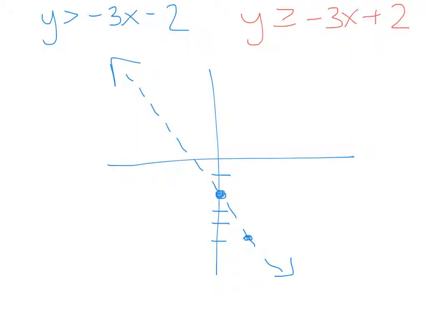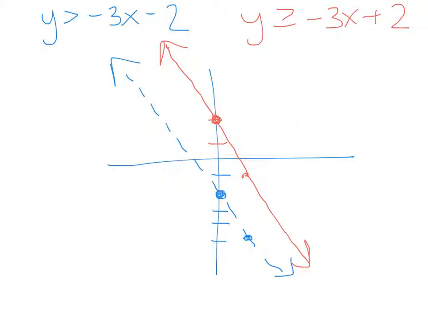Now I'm going to graph the red line, which is y is greater than or equal to -3x plus 2. So I'm going to go to 2. I'm going to go down 3 over 1, down 3 over 1. Okay, and this is greater than or equal to, so it's going to be a solid line. Okay, so now I'm going to look and see where I'm going to shade.